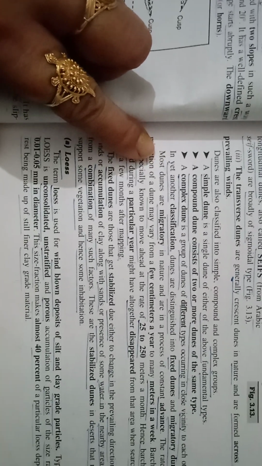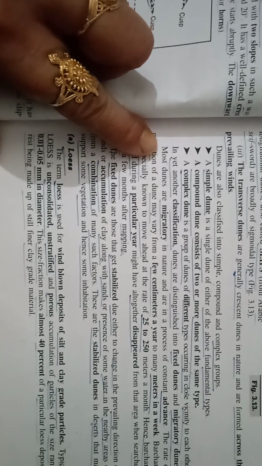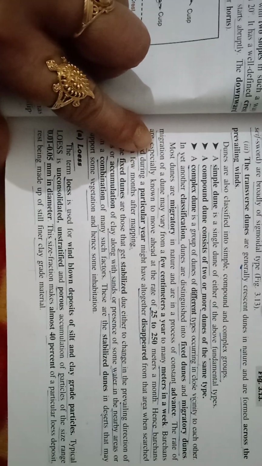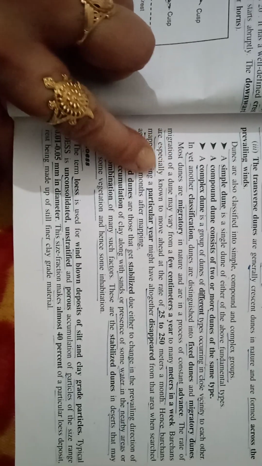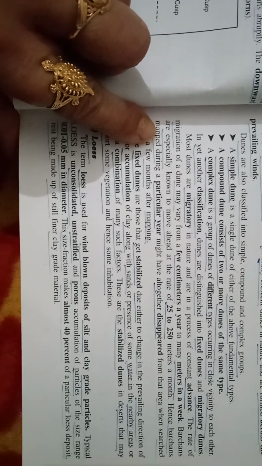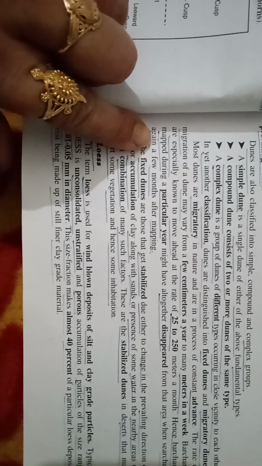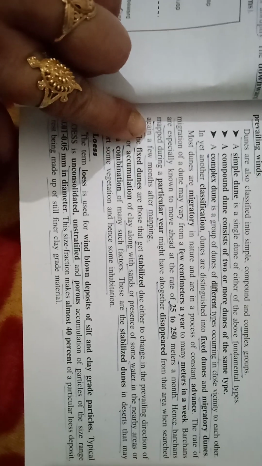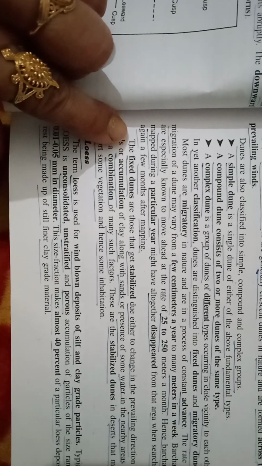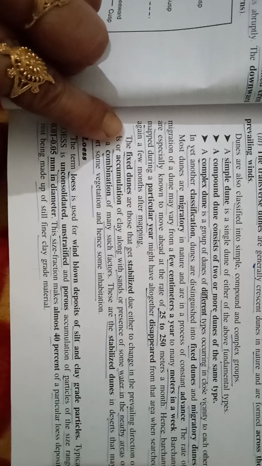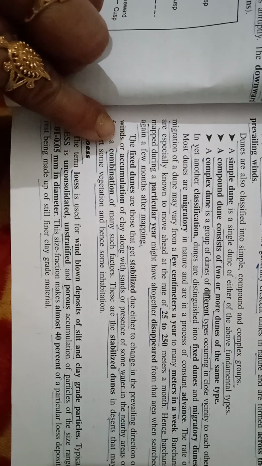In yet another classification, dunes are distinguished into fixed dunes and migratory dunes. Most dunes are migratory in nature and are in the process of constant advance. The rate of migration of dunes may vary from a few centimeters a year to many meters in a week, and barkhans are especially known to move ahead at the rate of 25 to 250 meters a month. Hence, barkhans mapped during a particular year might have altogether disappeared from that area when searched for a few months after mapping.